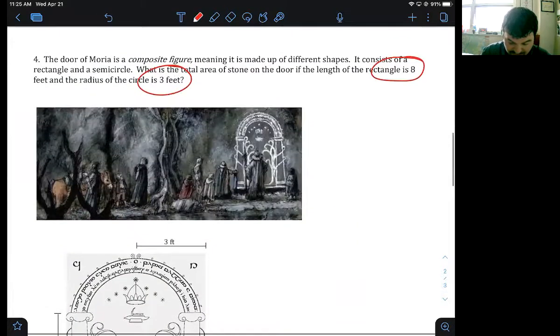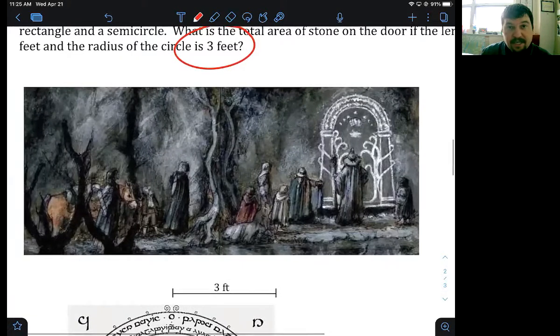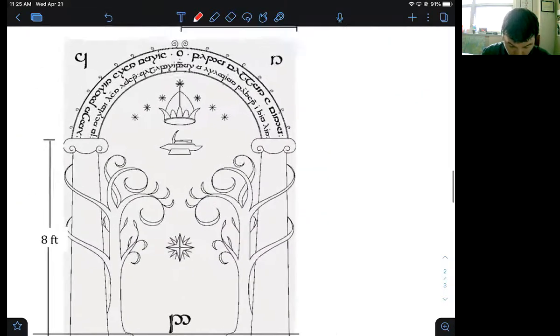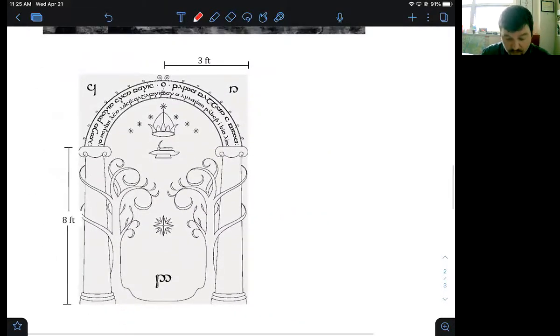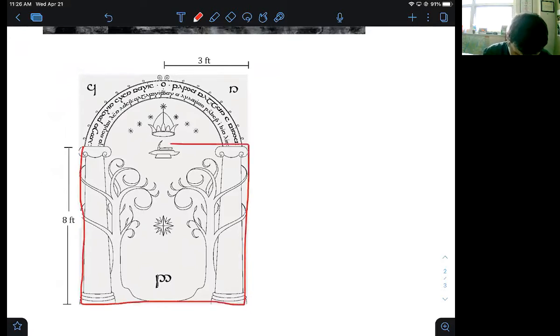This is a painting someone did of this scene from the books. Of course, you might have already seen this part of the movie already. And this is a drawing of the door right here. And so what we're going to do is split this into 2 parts. It's 2 composite shapes. We have a rectangle and we have a semicircle.